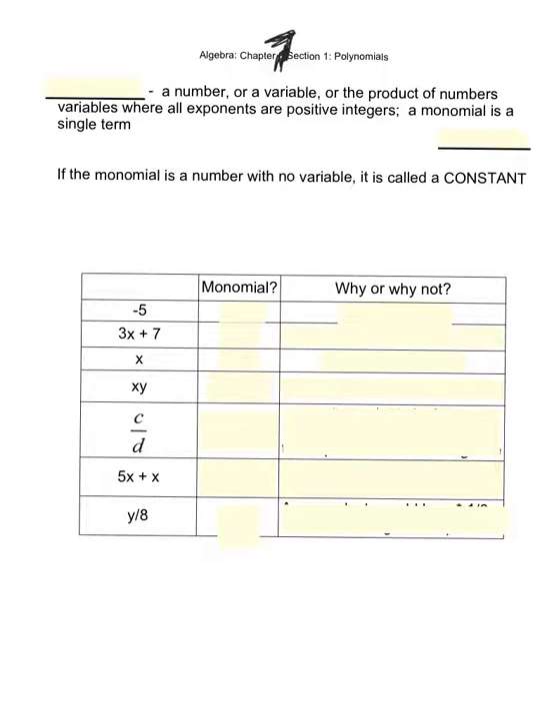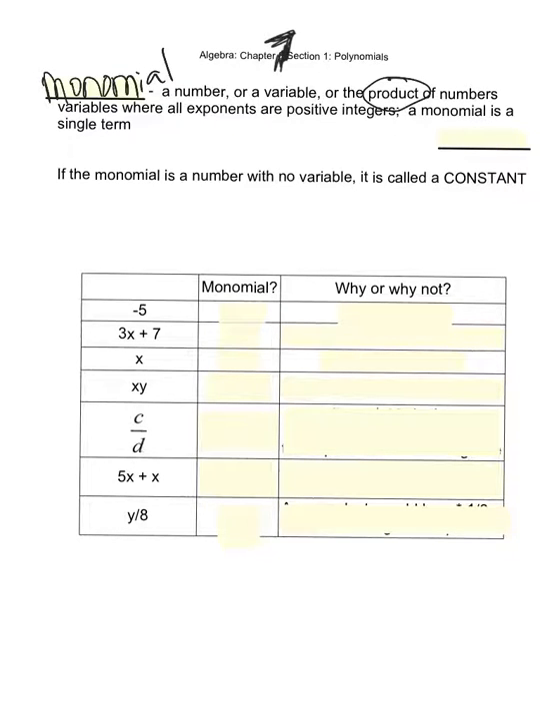So let's get started. Polynomials. That's not the word that goes in the blank, so if you put that word in the blank, don't. A number or variable, or the product of numbers and variables, where all the exponents are positive integers. A monomial is a single term. So product means an answer in what kind of problem? Multiplication. So the product of numbers. So this is called a monomial.